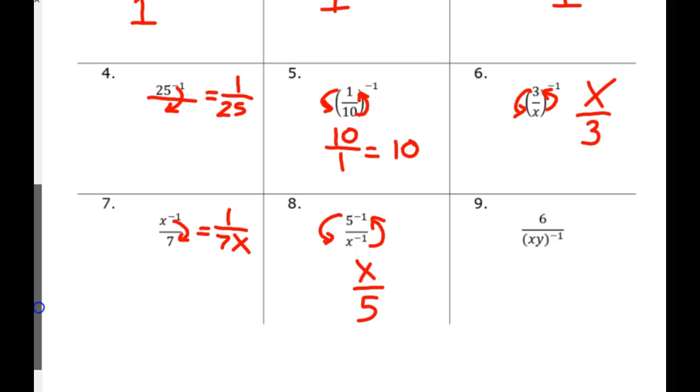Okay, last part. If the bottom is negative 1, that brings it to the top. Does everyone hear me say that? If you have a negative 1 on bottom, it brings it to the top. So now it's just 6xy. And that's it. You could put over 1 if you want to, but that's good.